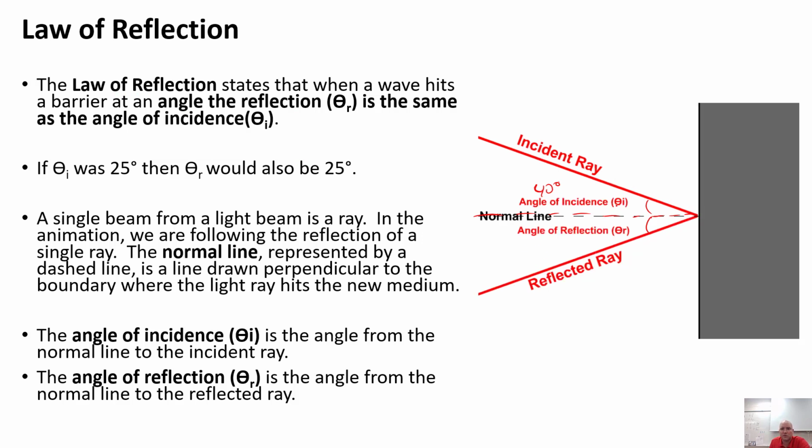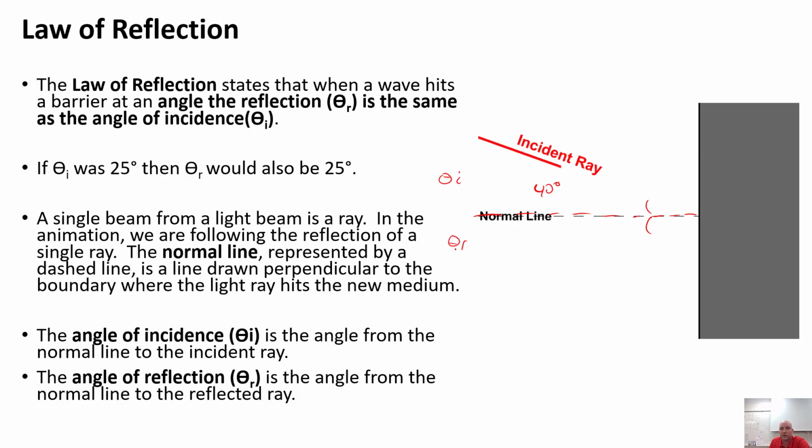And you'll see in the future, angle I will stand for angle of incidence, and angle R in this case is the angle of reflection. We're going to use this angle R symbol for something later on in a future lesson when we get to refraction as well.